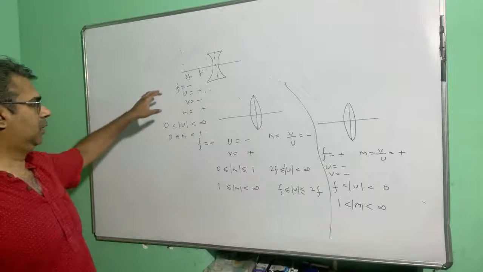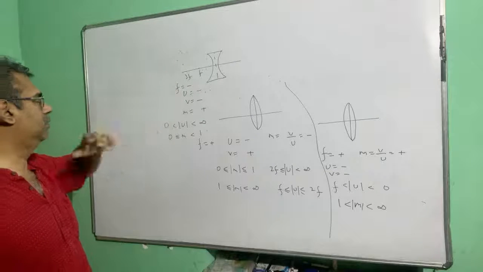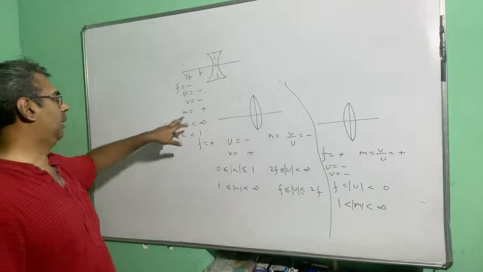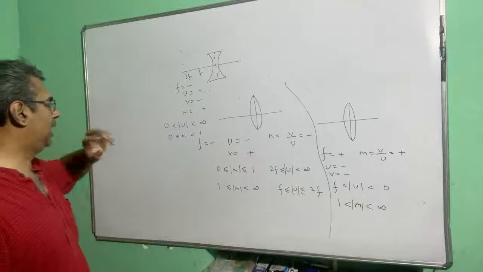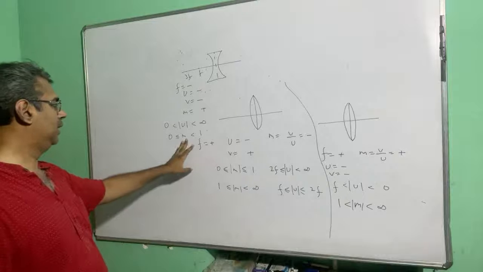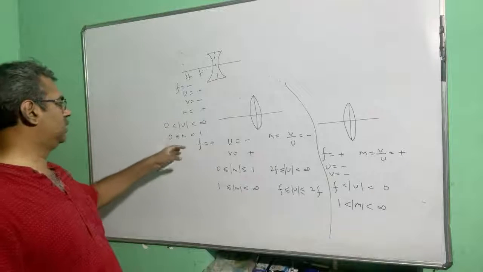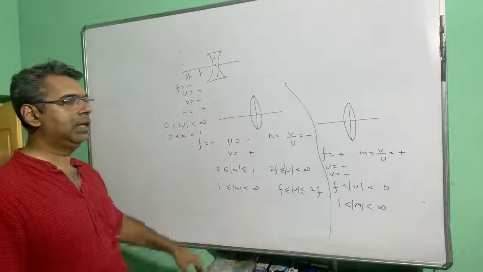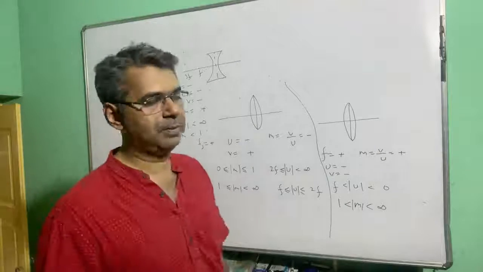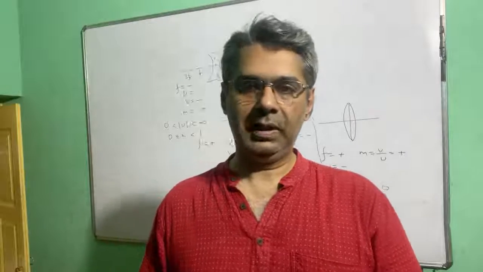And in case of a concave lens, focal length is negative, U negative, V negative. So magnification is always positive. So as the object distance varies from 0 to infinity, the magnification will vary from 0 to 1. So when the object distance is infinity, magnification will be 0. Otherwise, the magnification will always be less than 1. So that completes this entire session of light.